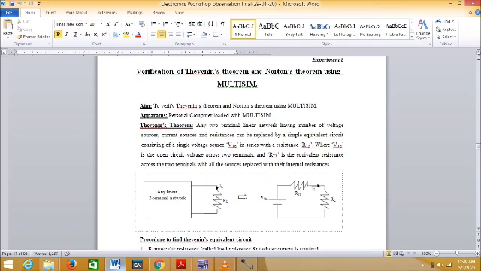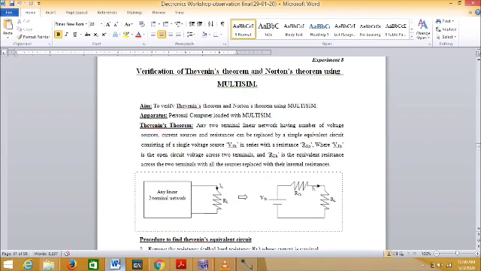My objective is to perform the same experiment in the Multisim environment. So the objective is to verify Thevenin's theorem and Norton's theorem using Multisim software. Let me ask you a question. What is Thevenin theorem?